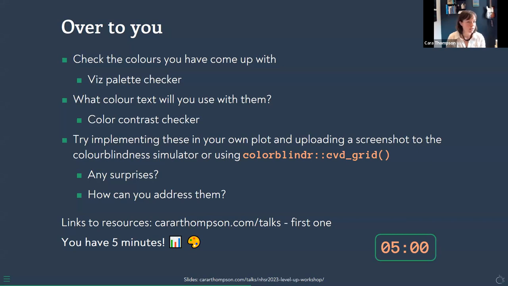So again, the link to the resources is available on the talks page, and I'm going to give you 5 minutes to have a look at this. Again, come back to me with any questions in the chat or over email. I'm happy to answer them as we go. And if anyone has anything they want to share when we come back from these 5 minutes about how they've got on, that would be wonderful. So there we go. Oh, the timer works this time. Great. So 5 minutes just to have a look at colorblindness simulations on your own data and your own colors. See you in a bit.